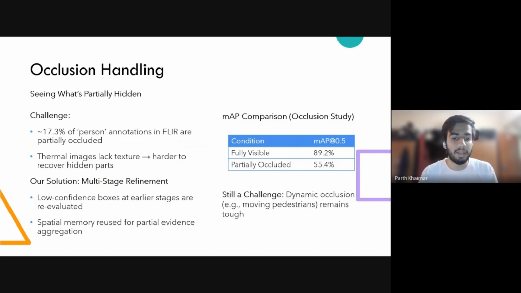As shown in the table, the MAP for fully visible objects is about 89.2%, while partially occluded objects reach 55.4%. It is a noticeable improvement over the baseline models, which typically perform worse on occluded objects. Still, we acknowledge that dynamic occlusions, like moving people behind cars, still remain a key limitation.